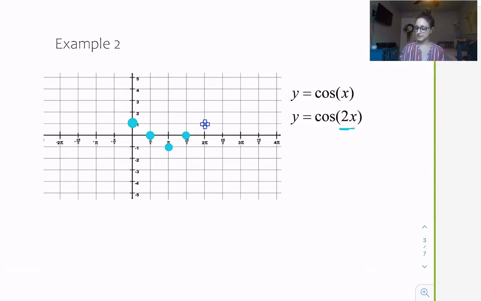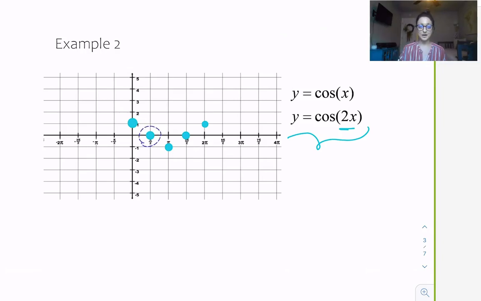So now let's go ahead and graph y equals cosine of 2x, and we said this is going to be a horizontal compression towards the y-axis, correct? So again, think about what would I need to do to get x by itself? I would need to divide by 2. So take your current x values and divide them by 2.